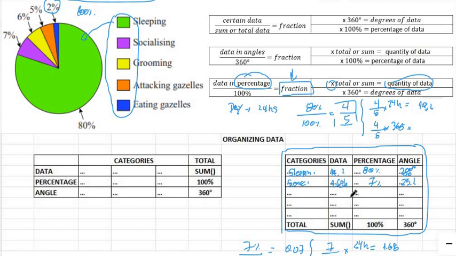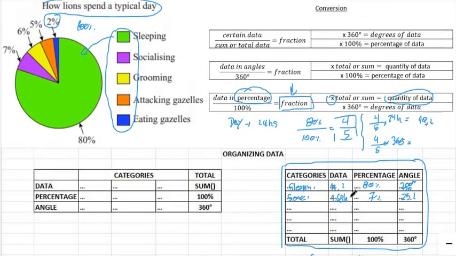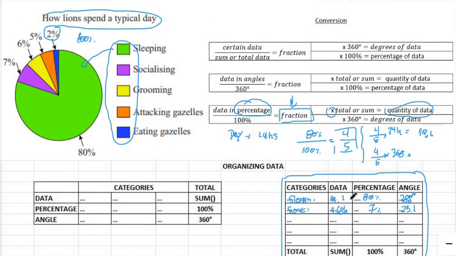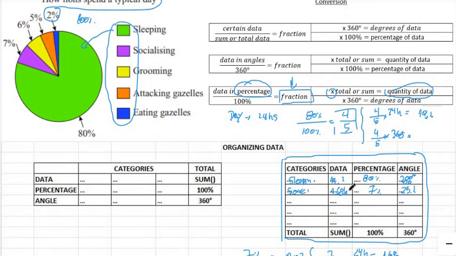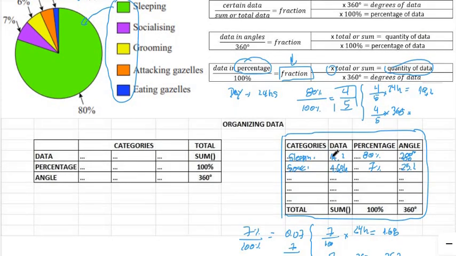The question can be, how many hours do the lions spend socializing? Well, they spend socializing 1.68 hours. How many hours do they spend sleeping? They spend sleeping 19.2 hours. Once you complete the table, you have all the information organized, and you can answer the questions of the exam. Different questions that are easy to answer. Once you complete the table, they're really easy to answer.